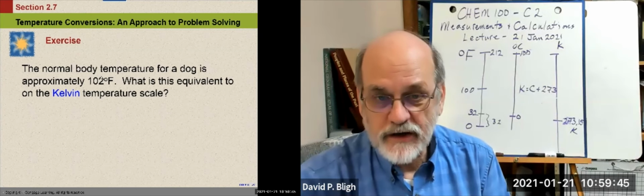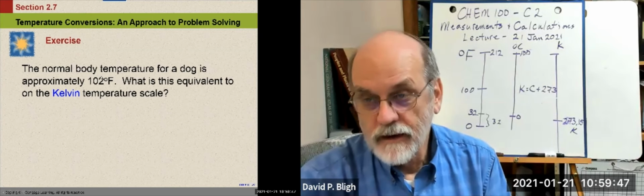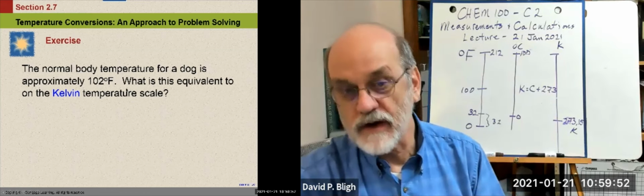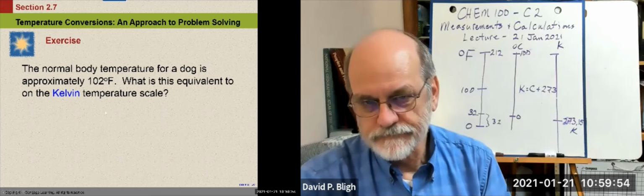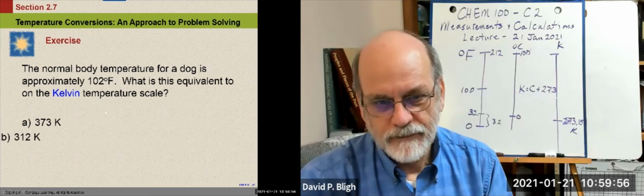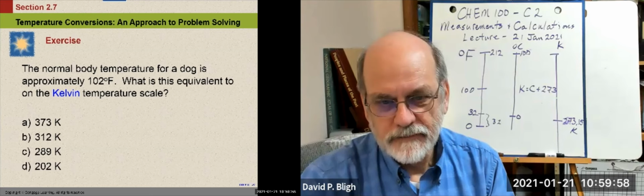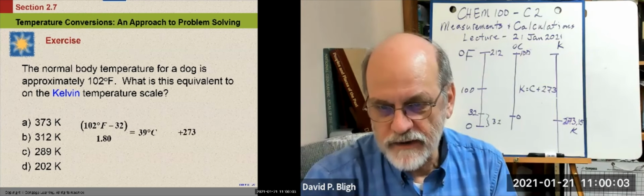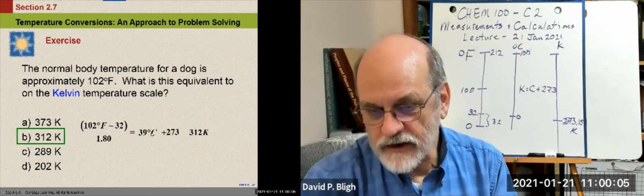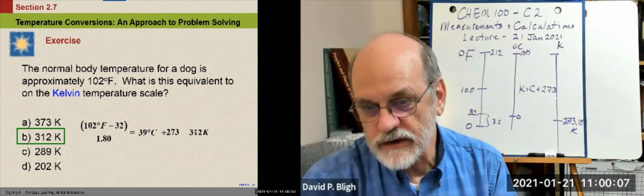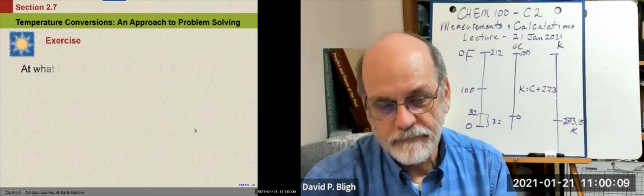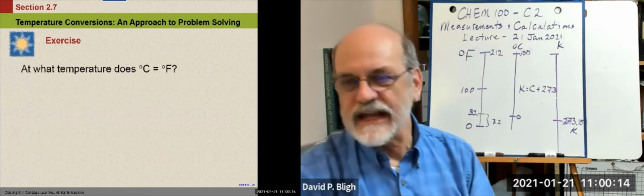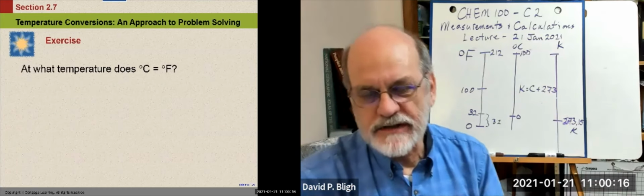Well, we don't have a direct conversion from Fahrenheit to Kelvin. You got to go from Fahrenheit to centigrade and then centigrade, or I say centigrade, Celsius, to Kelvin. And when you do, solve for that one, you end up with 39 degrees centigrade, then you add 273 to it and you get 312 Kelvin. This is an interesting problem. You can take it or leave it.